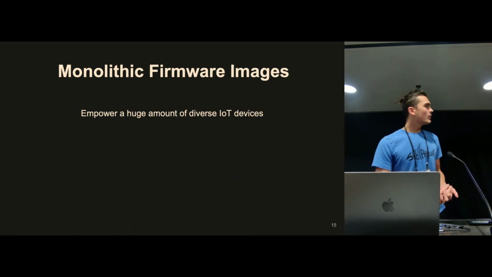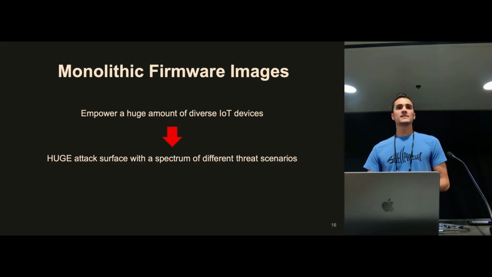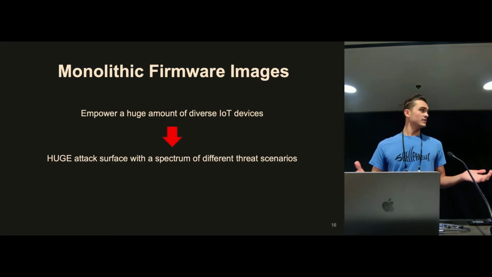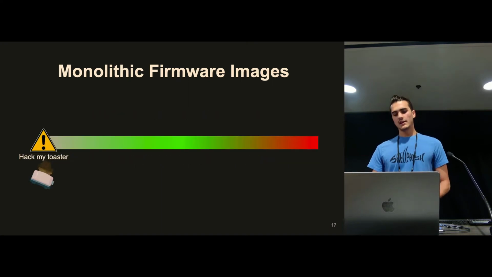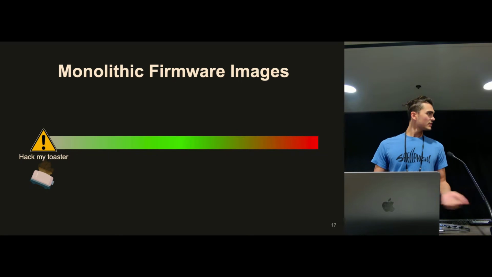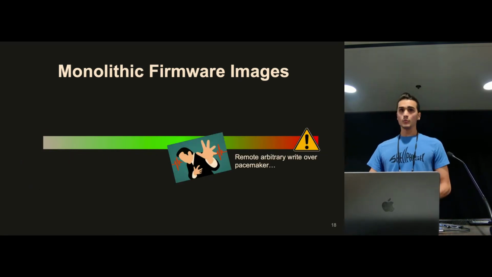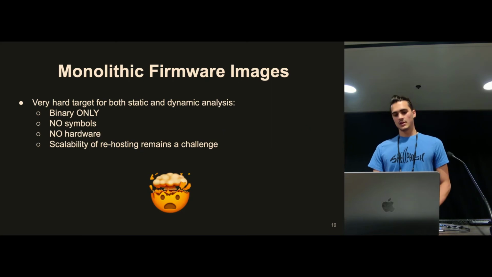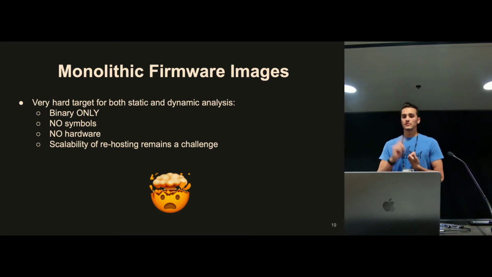Turns out that they power a huge amount of diverse IoT devices, and this means that the attack surface out there is indeed huge. There is a spectrum of different threat scenarios, and they go from "oops, I just hacked my toaster," which, yeah, you're going to have a bad breakfast, but it's not a big deal, to "oops, I have a remote arbitrary write over your pacemaker," where probably you're going to have a very bad day. So a very bad scenario.